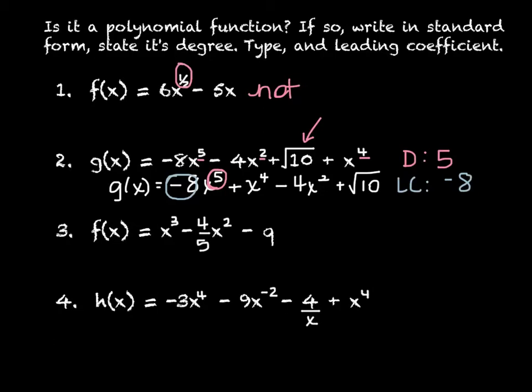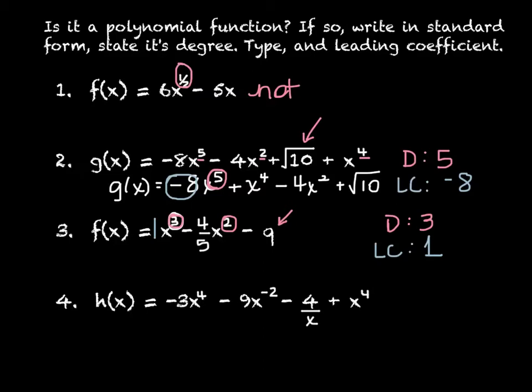This next function, notice I have an x cubed, and I have an x squared, and then I have a constant. So yes, this would be a polynomial. It already is in standard form, and so the degree would be 3, and the leading coefficient would be the number in front of the cube, which would be a 1. And I'm going to go back and talk about the type in a minute.